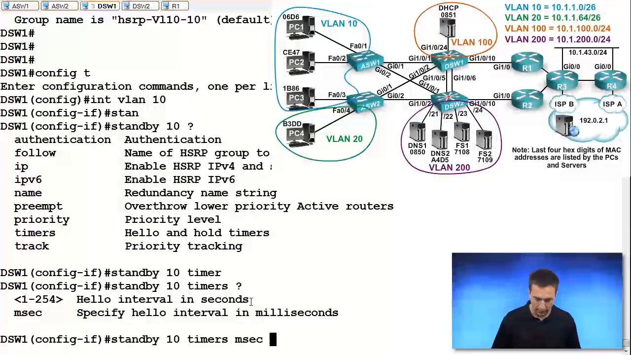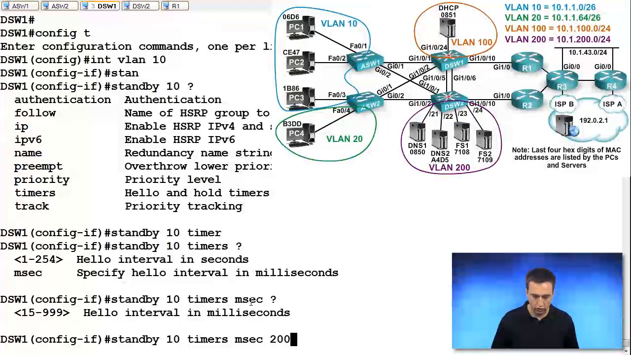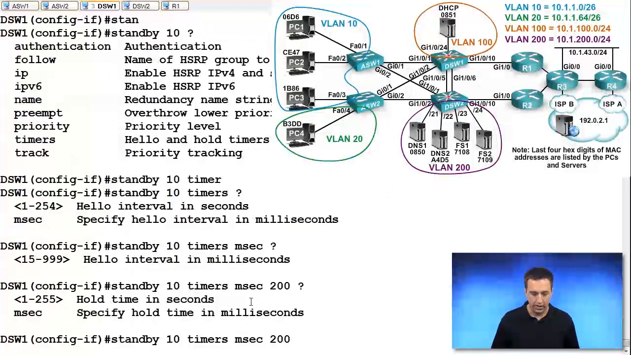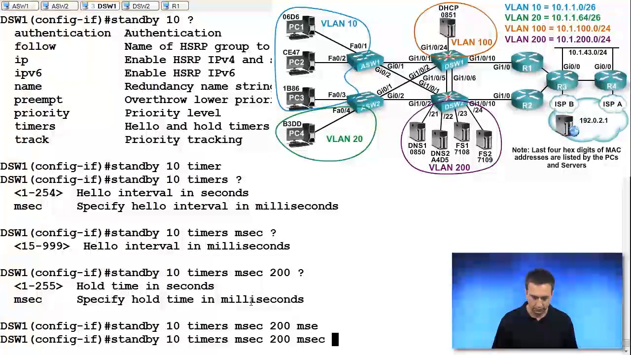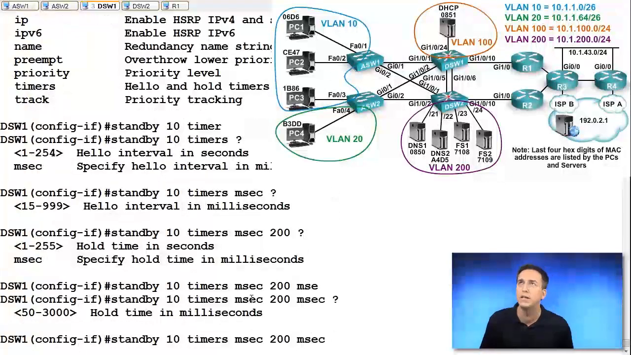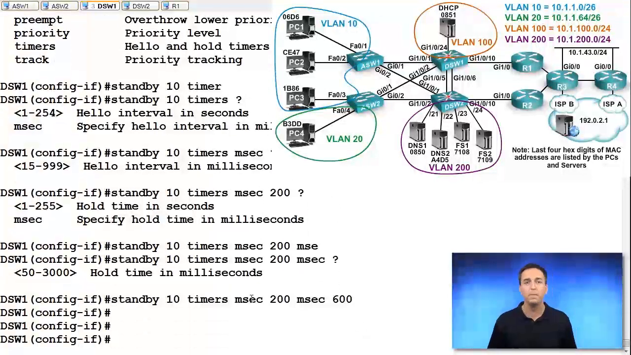So let's say we type in milliseconds, 200 milliseconds. And then it wants the hold time in seconds or milliseconds. So let's say milliseconds and 3 times the hello time. So 600 milliseconds is what we're going to use in this particular example. So we've just changed our timers.